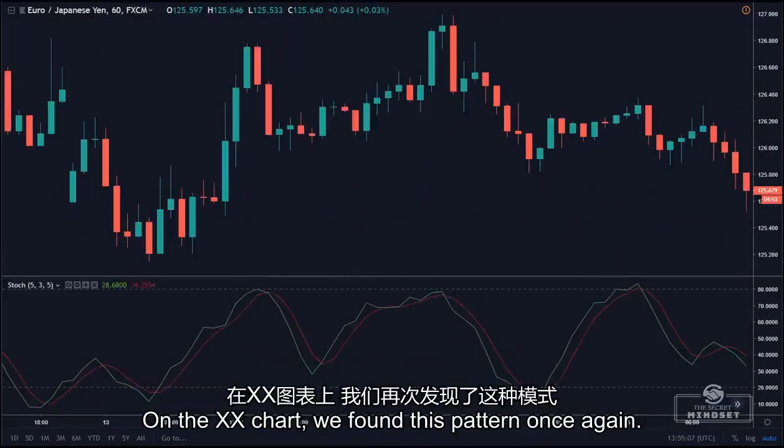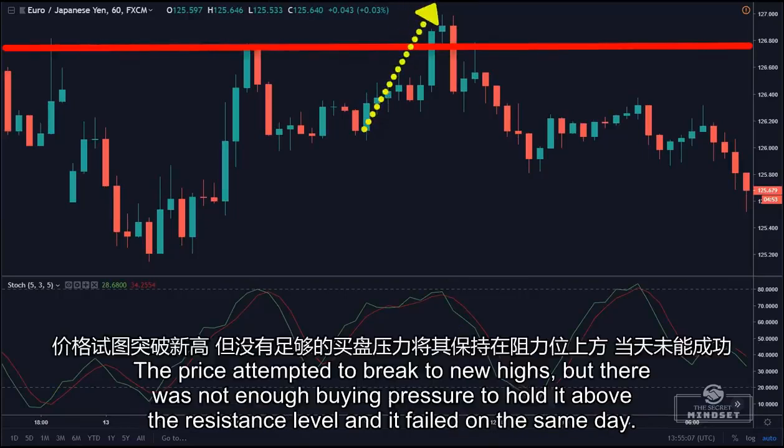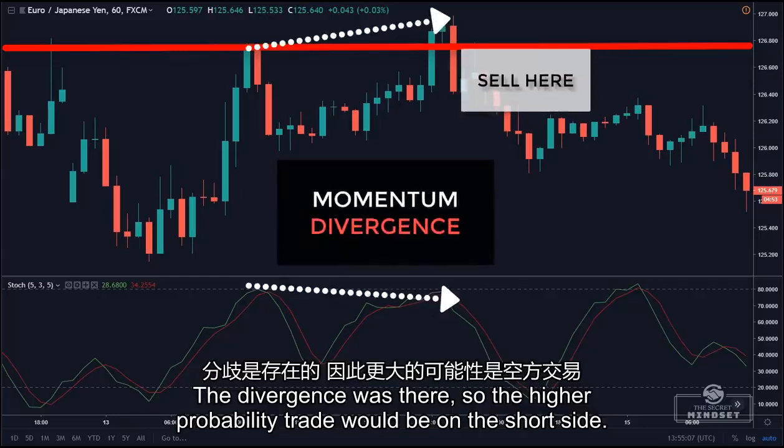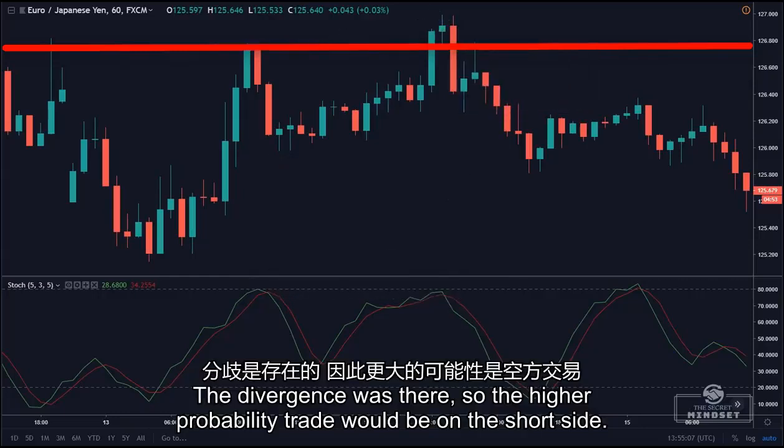On the next chart, we found this pattern once again. The price attempted to break to new highs, but there was not enough buying pressure to hold it above the resistance level, and it failed on the same day. The divergence was there, so the higher probability trade would be on the short side.